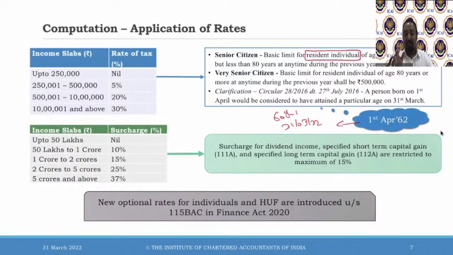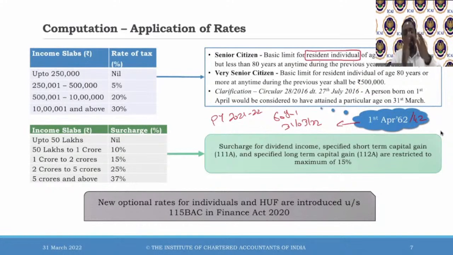For very senior citizen, this shall become what? 42. So on or before 1st April 1942, they become very senior citizen. So you need not calculate it every time. Just remember 62, 42. Anyone born on or before 1st April 1962 is senior citizen. On or before 1st April 1942 will be very senior citizen for the previous year 2021-22. So this is how you remember this.